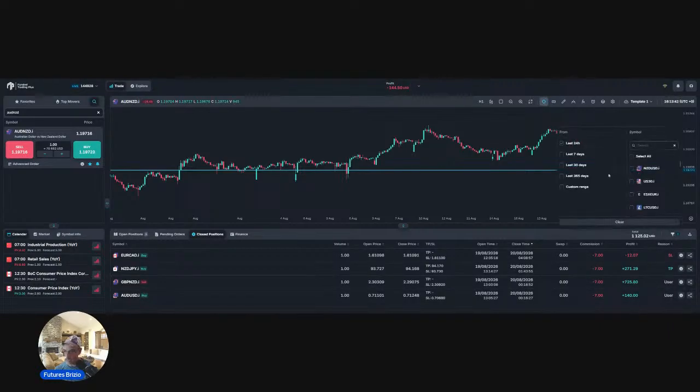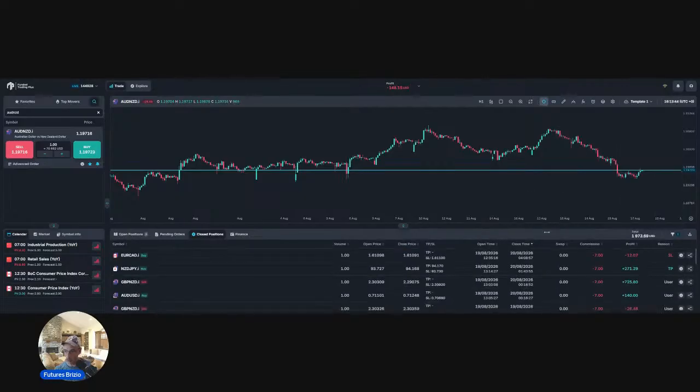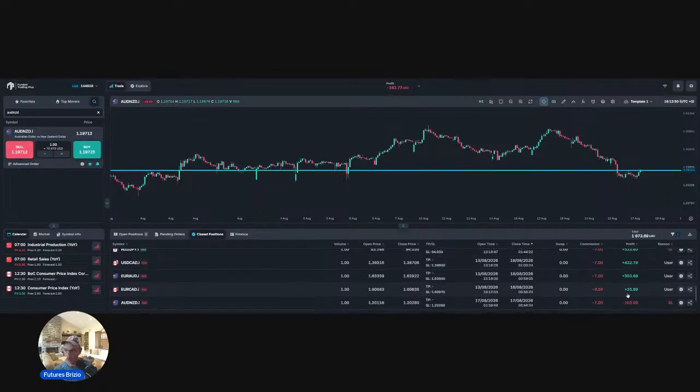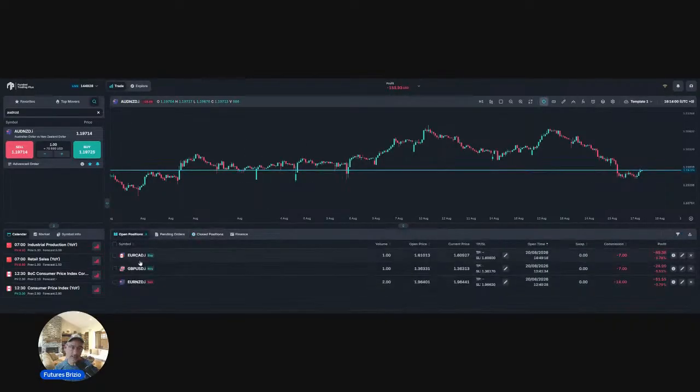If I zoom this out a little bit, we'll go for the last week. You can see there's some more losses in here, but there's some good wins too. So overall, I'm up about $2,000 in the last week. That's pretty good, and I'll take that. So going and looking again, we got Euro CAD long, pound dollar long, Euro New Zealand short.